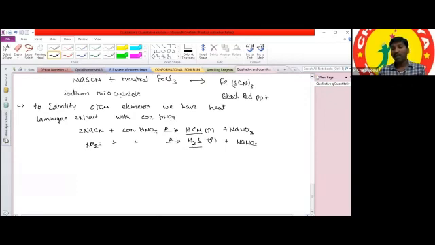And what are the remaining elements? Phosphorus and halogens remain. Now, after removal of nitrogen and sulfur, next is the detection of the other elements.